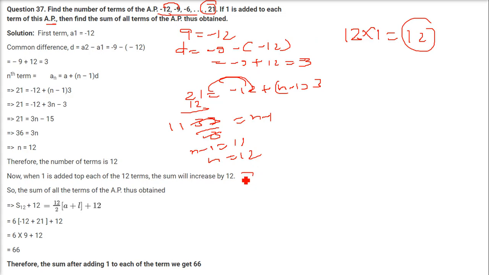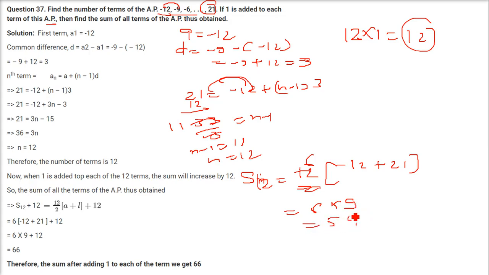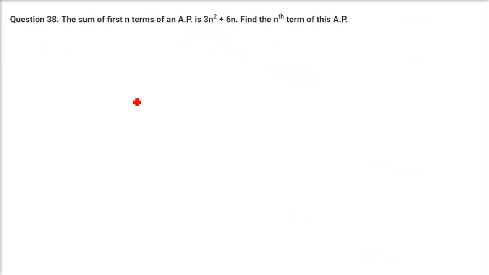That is, the sum of this one is S12. S12 is 12 by 2, A plus L, that is minus 12 plus 21. What do you get? 2 sixes are 12, 6, and minus 12 plus 21 is 9. Right, 6 nines are 54. Now 54 is what we get. But 1 is added to each, so 12 has to be added. If you add 12, that is going to be 66. 66 will be the sum of the AP of all the numbers which are produced when 1 is added to each of these numbers. So this is the final result.